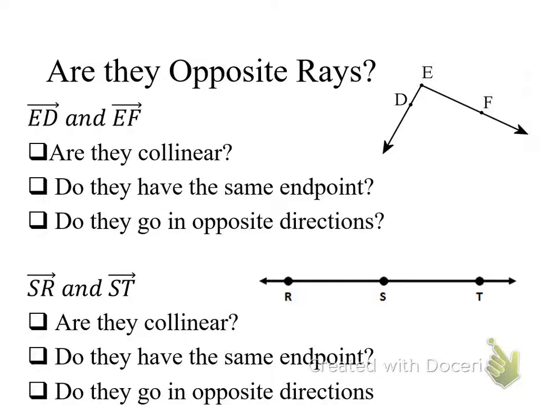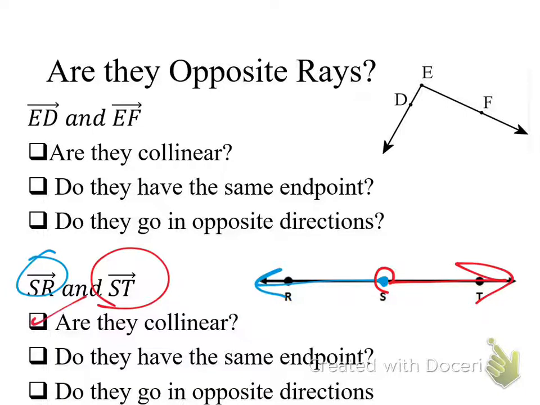So let's look. SR, what's my endpoint for SR? S, and I go towards R. And then for ST, I start at S, and I go towards T. So are they collinear? Yes. Do they have the same endpoint? Yes, it's S. And then do they go in opposite directions? Yes. So are these opposite rays? Yes, they are. Wonderful.